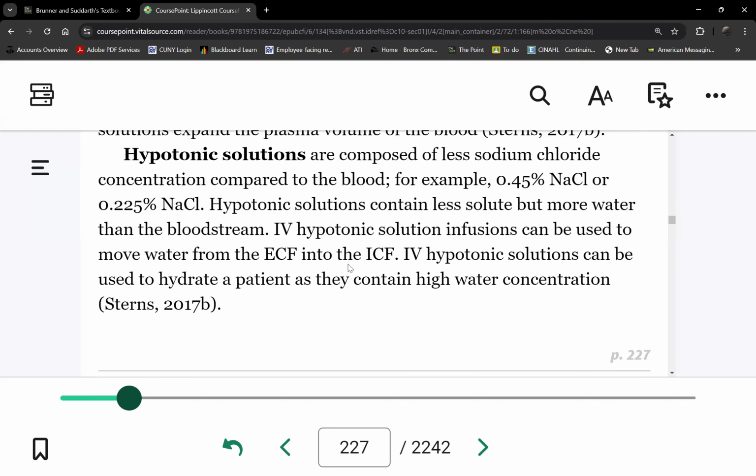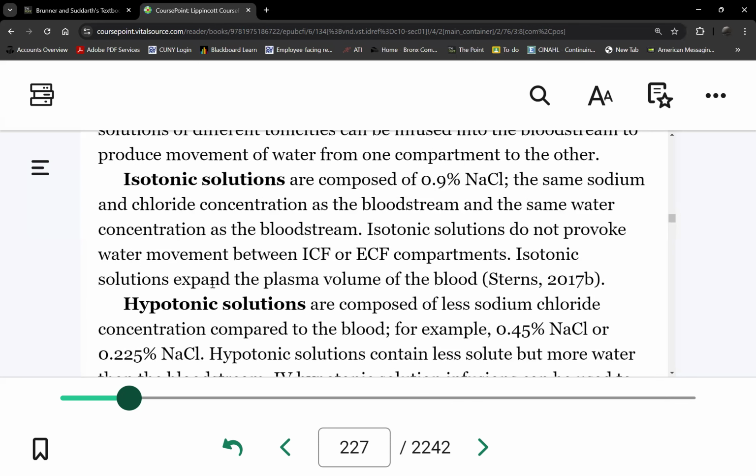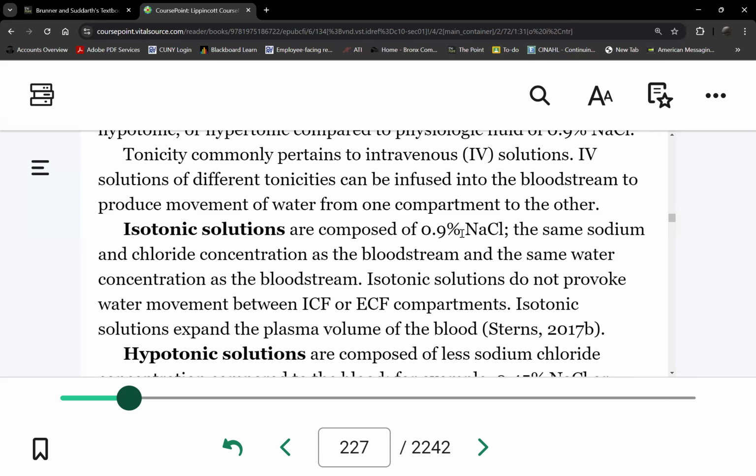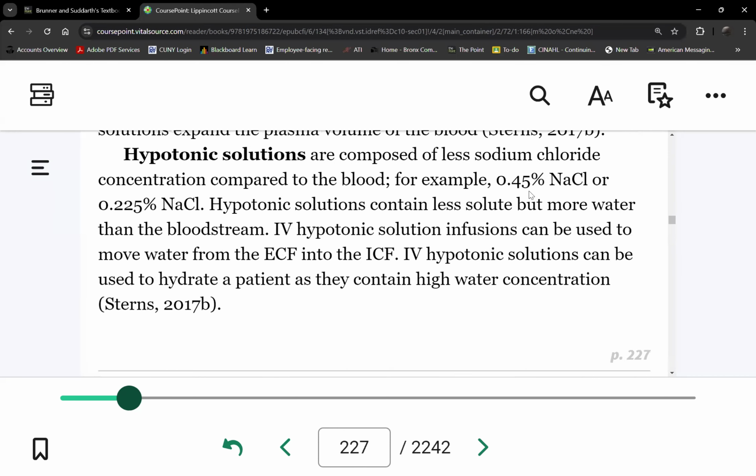Let's go to hypotonic now. From the name itself, hypo, if 0.9% concentration is iso, then anything less than 0.9% must be hypo. Here are two examples of hypotonic solutions: either half normal saline or quarter normal saline concentration.